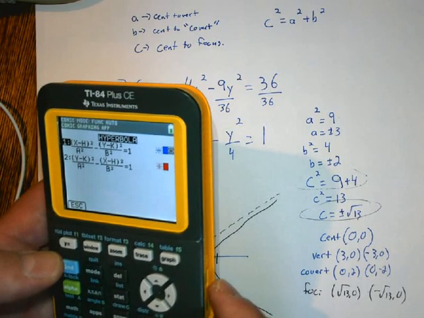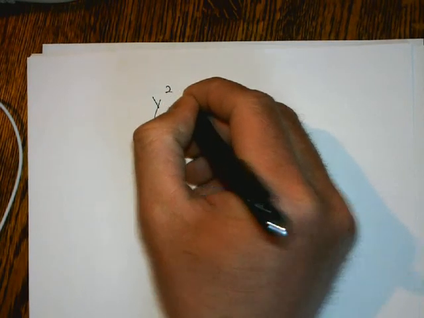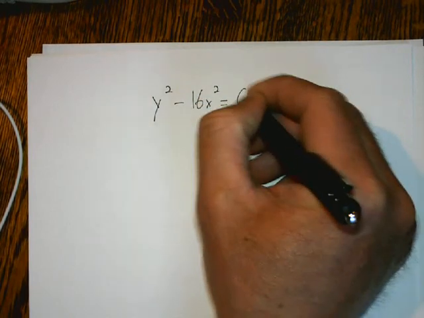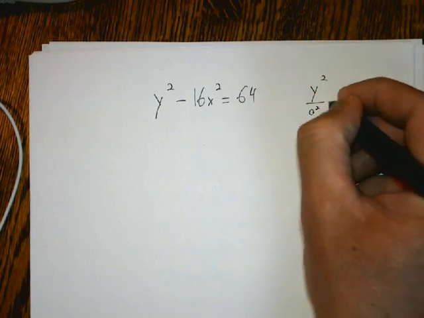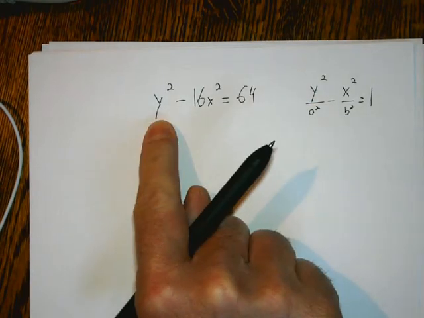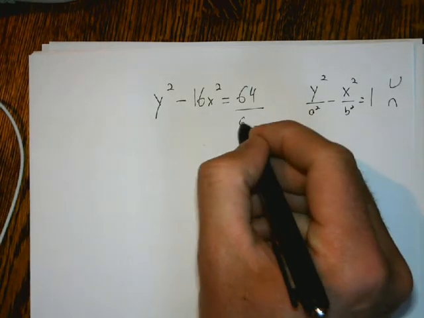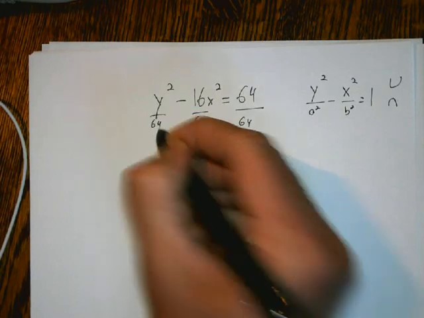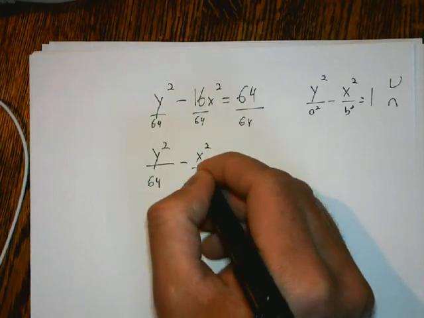Okay? Let's try one more of these. And this time we'll do one with a y squared first, so you can see how this one is going to look. Okay, so let's start with y squared minus 16x squared is 64. So it's going to follow the rules: y squared over a squared minus x squared over b squared is 1. Since our y value is first in this equation, we know that this has to move up and down. So first thing we do, divide out by the 64 and rewrite. So we have y squared over 64 minus x squared over 4 is 1.